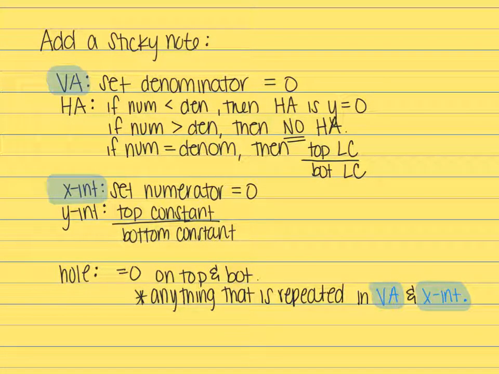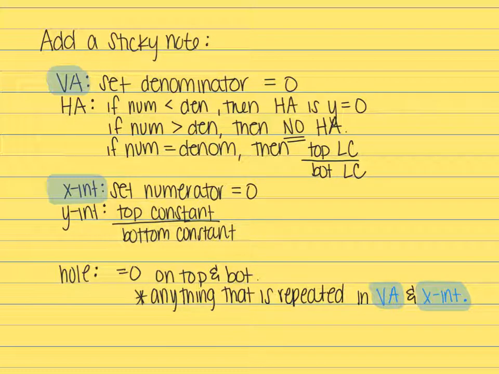So get a sticky note, a note card, something that you can keep with you as you're doing your homework. Here's the shorthand version of how to find all of this stuff. We wrote this in your notes as well. Vertical asymptotes, VA, you're going to set the denominator equal to 0. So whatever the bottom is, set it equal to 0. You may have to factor, or you may just be able to solve a linear equation, a line.